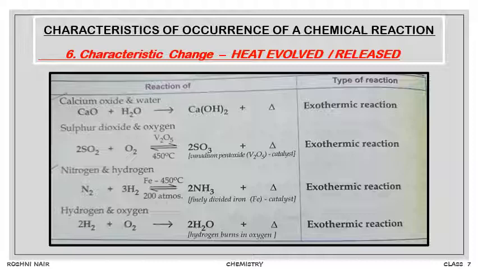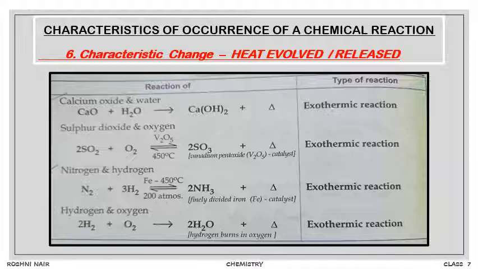Next, nitrogen, when it reacts with hydrogen, under Fe, at 450 degree centigrade. Again, it is finely divided iron. It is used as catalyst here. What is the product formed? NH3 plus delta, exothermic reaction again.